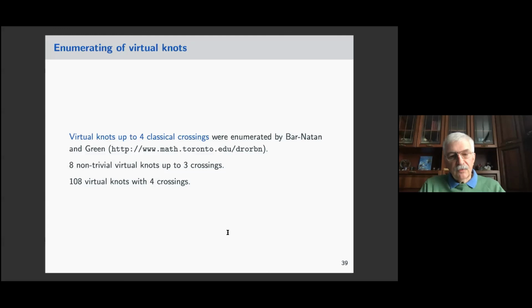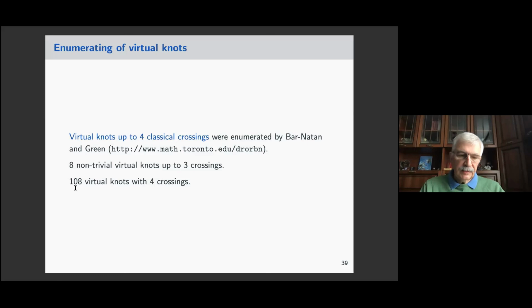These knots were enumerated by Bar-Natan and his student Green. You can find these diagrams on the homepage of Dror Bar-Natan, University of Toronto. It contains all virtual knots with diagrams up to 4 classical crossings. Namely, there are 8 non-trivial knots up to 3 crossings and 108 with 4 crossings.